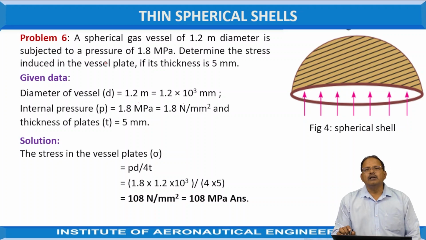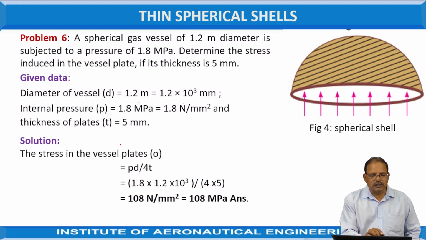It is subjected to an internal pressure of 1.8 megapascal, that is 1.8 Newton per mm square. The thickness of the plate is T equal to 5 mm. From this relation we get the stress in the vessel plate equal to PD divided by 4T.